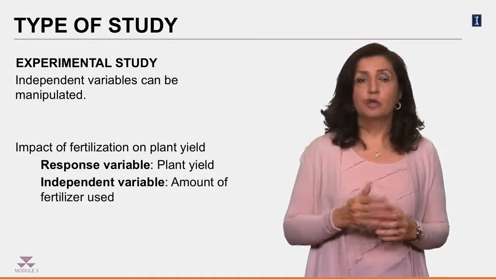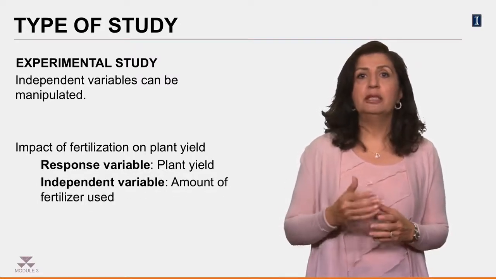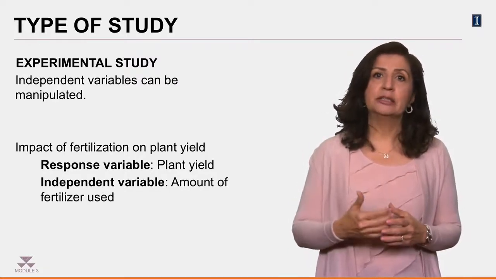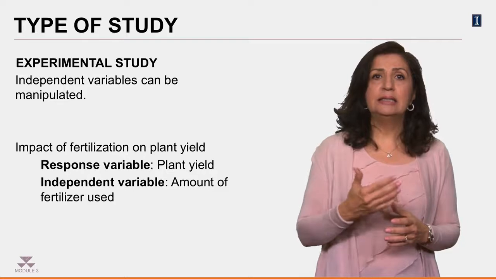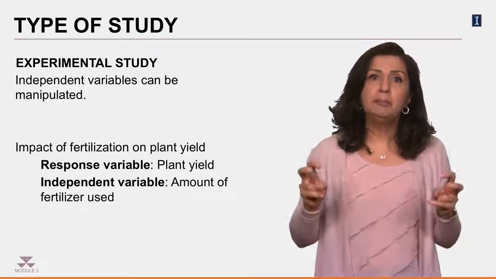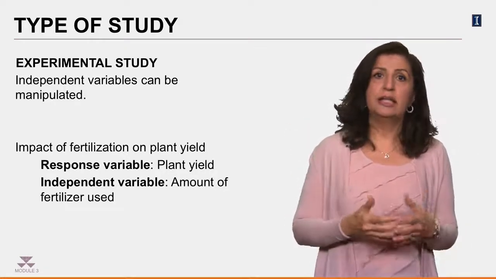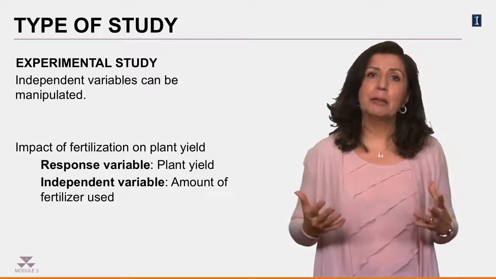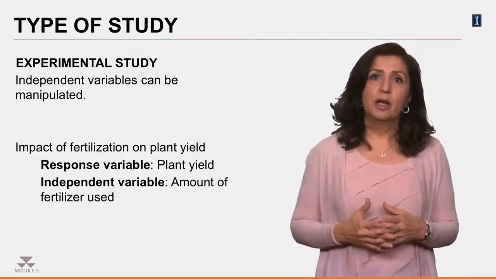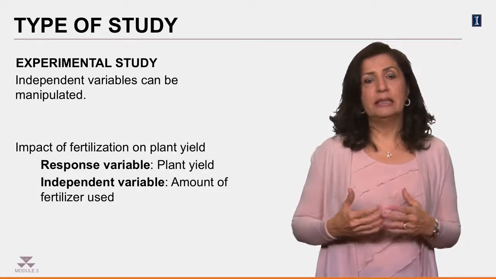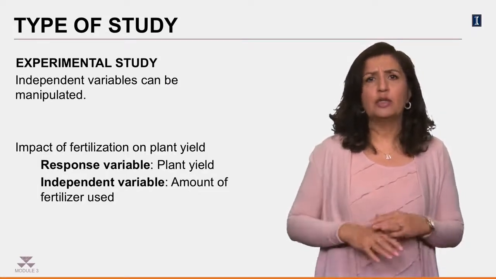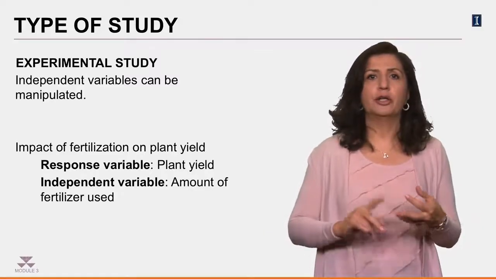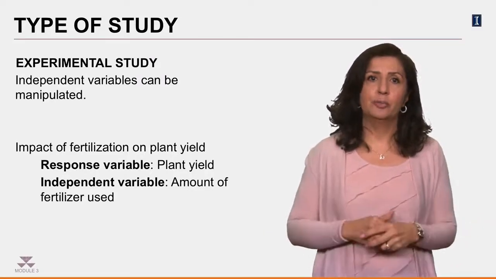Here, the variable of interest, our response variable, is plant yield, and the independent variable is the amount of fertilizer used. For different plots of land, we can manipulate how much fertilizer is given and then measure the yield at harvest time. Since in this study, we can manipulate the independent variable, in this case, fertilizer amount applied, then we are doing an experimental study. Of course, for the sake of simplicity in this example, I am assuming that all other factors, such as soil conditions, water, etc., are being held equal.